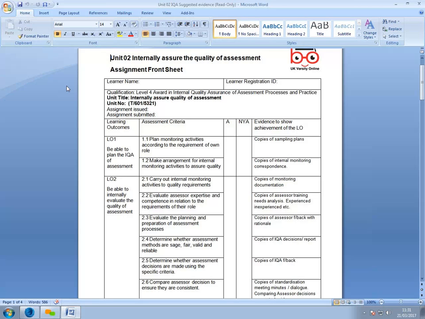If you've got your own documents within your own organisation that you use on a daily basis, use those documents. So copies of sampling plans, copies of internal monitoring correspondence, this is letting people know when it's going to occur. Carry out internal monitoring activities and quality assurance, copies of monitoring documentation. Yeah, that's really all that's done with this qualification.